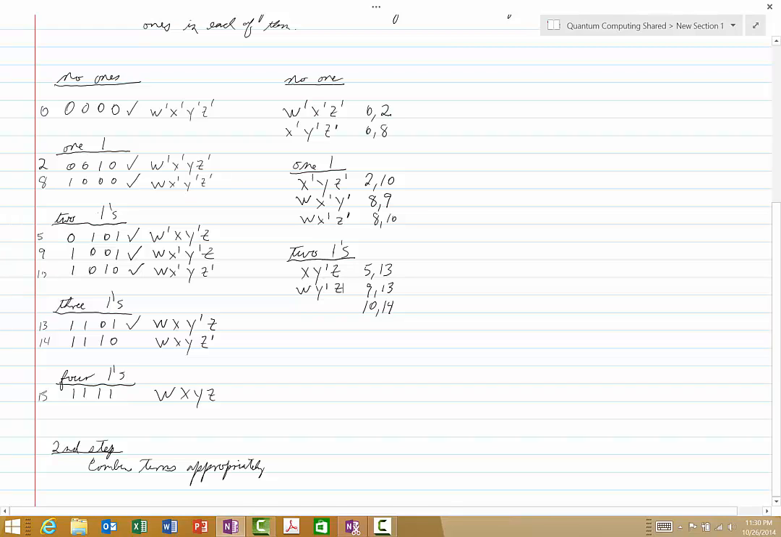okay, those differ in the x position, so we have w, y, z prime. After we take x out, we have w, y, z prime. Same thing down here. After we take x out, w, y, z prime. And that was 10 and 14. 10 already has a check. Now we'll put a check by 14. And that's it for that grouping.